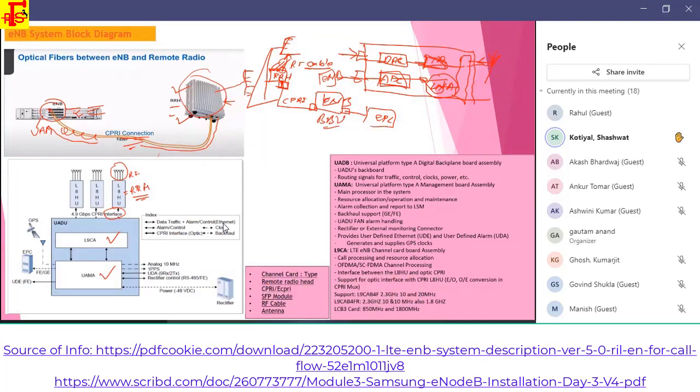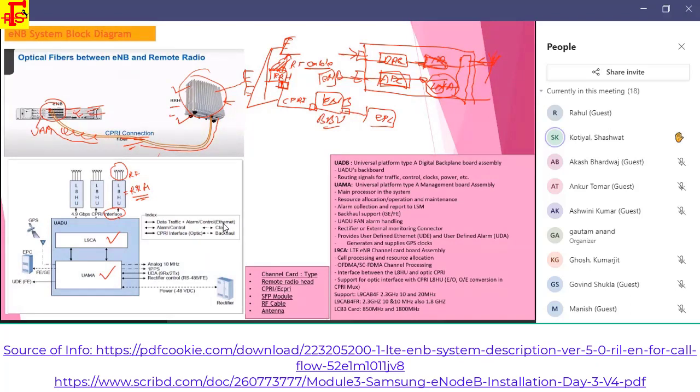Rahul here. Regarding the RRH part, whatever Anand is saying: the communication between the eNodeB and the RRH is purely digital communication. When the RRH goes to the antenna, and from the antenna to the UE, that is purely analog communication.